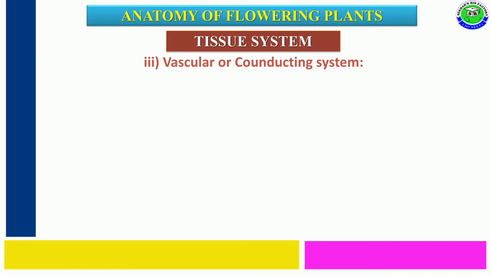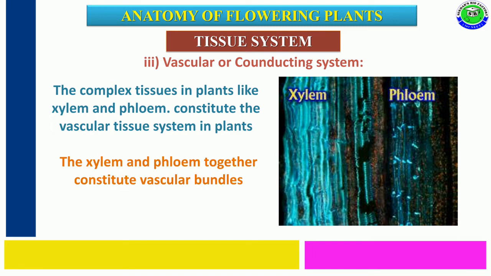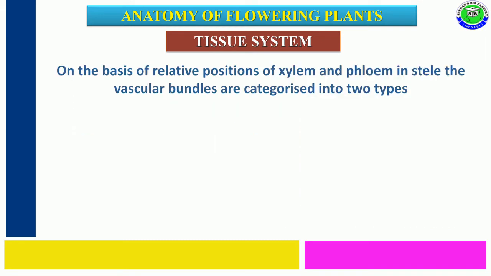The third tissue system is the vascular or conducting tissue system. In the plant body, the complex tissues xylem and phloem together form the vascular tissue system in plants. At the same time, in the plant body, both xylem and phloem tissues are collectively called vascular bundles.